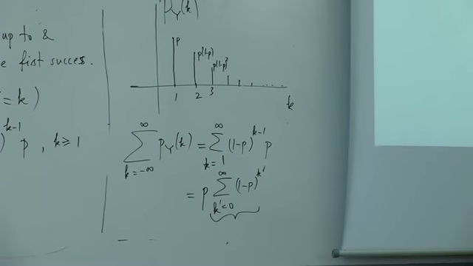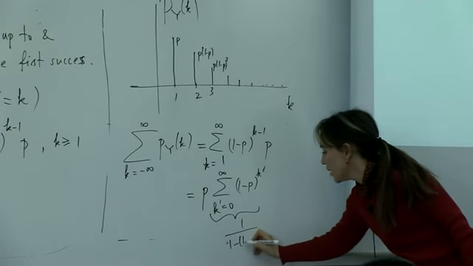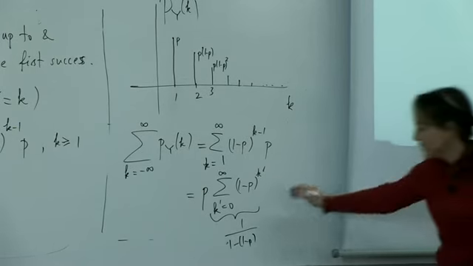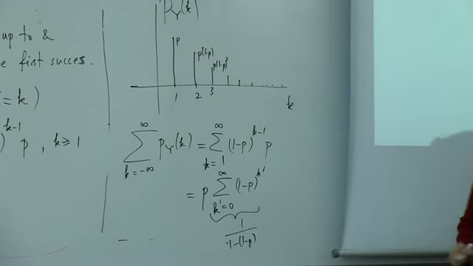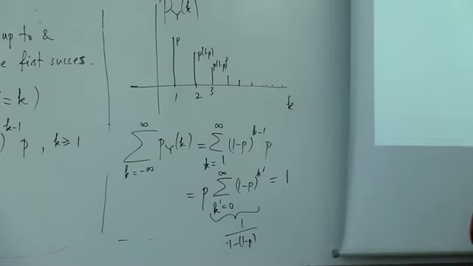Erdem, what's the sum of this infinite series? One over 1 minus p. Okay, this is valid when 1 minus p is less than 1. So this whole thing is 1. Any problem here?